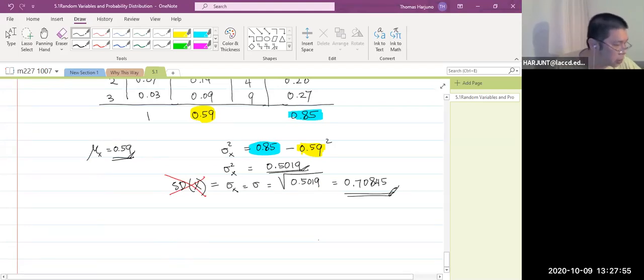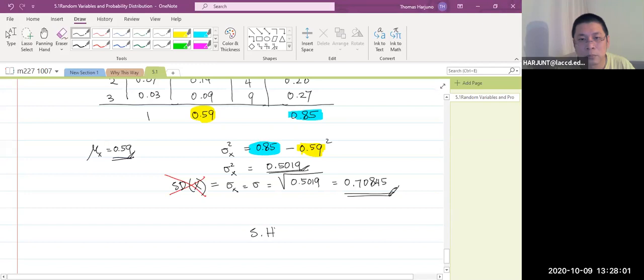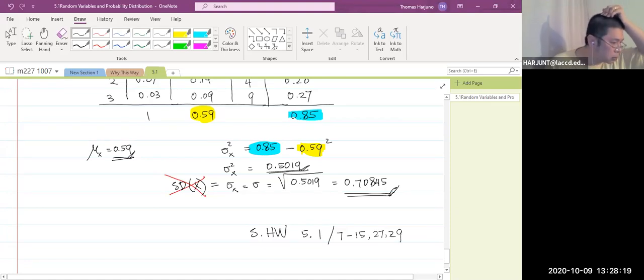Let me give you suggested homework from 5.1. That will be from number 7 to number 15, and then number 27 and 29. Okay, that's your suggested homework.